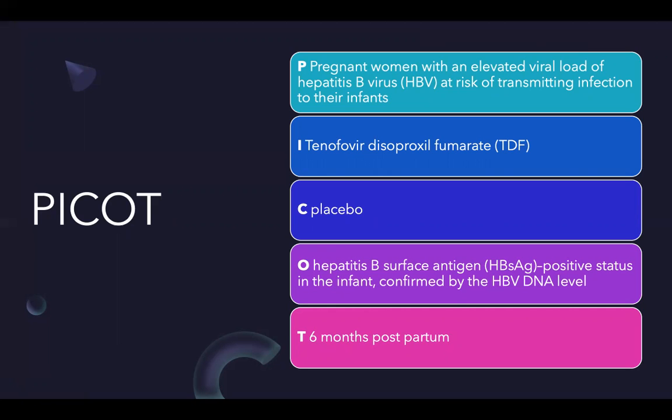The intervention was this medication, tenofovir disoproxil fumarate, and it was compared with placebo to look for an outcome in hepatitis B surface antigen positive status in the infant, confirmed by the hepatitis B virus DNA level, and this was going to be confirmed at 6 months postpartum.